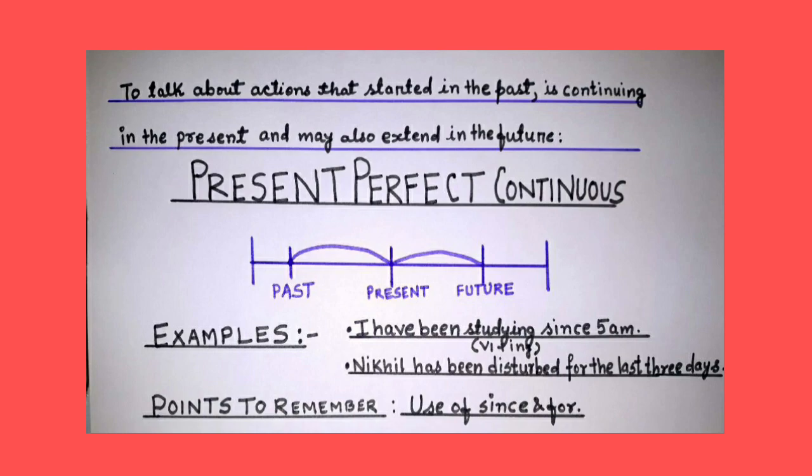In present perfect continuous tense, we use has or have with been and the ing form of the verb. Now this structure will be clear when we look at the examples. I have been studying since 5 am. Nikhil has been disturbed for the last 3 days. Here we see that we use has been or have been depending on the subject, and with has been and have been we use the ing form of the verb.